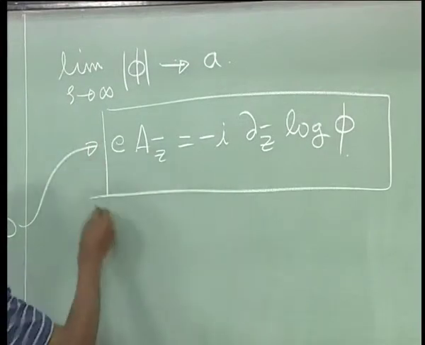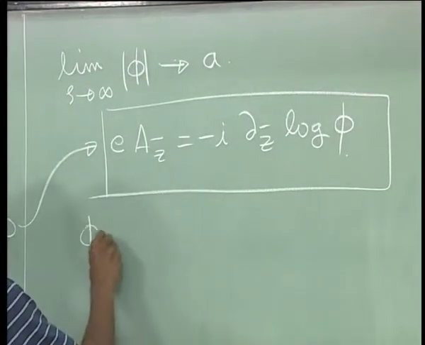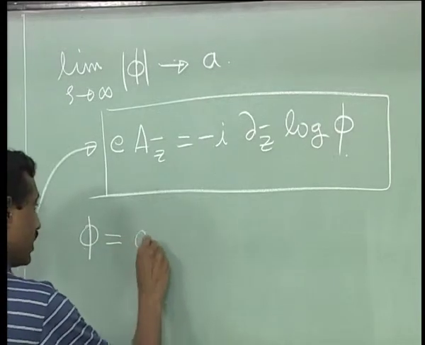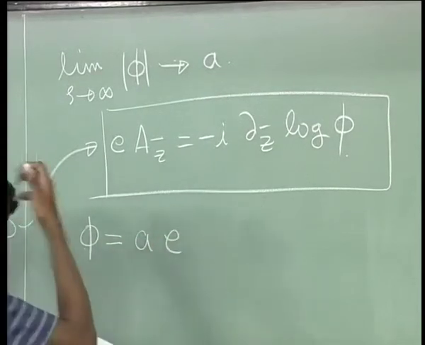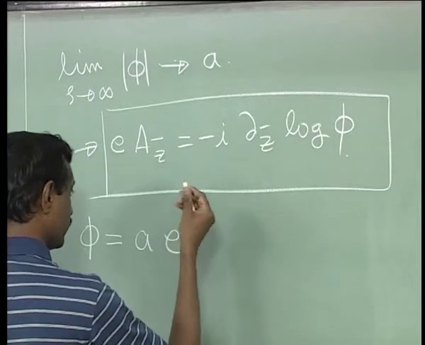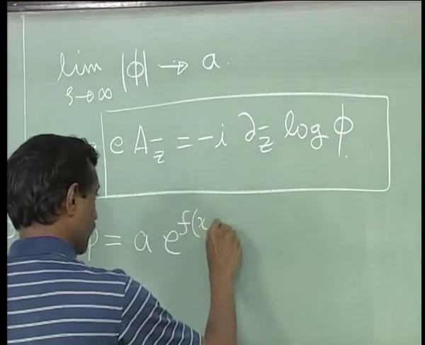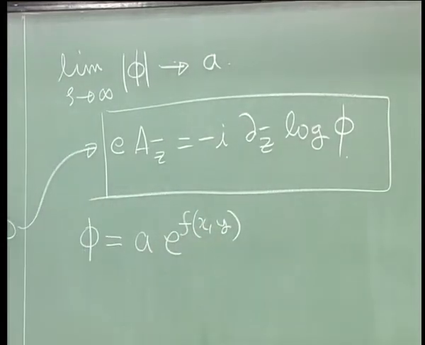So, keeping in mind that this is what happens, we can put in an ansatz for phi as some a e power f of x and y, where f is some complex number.